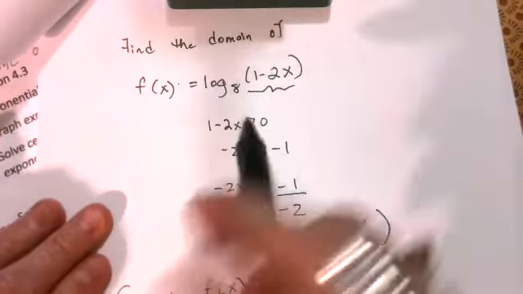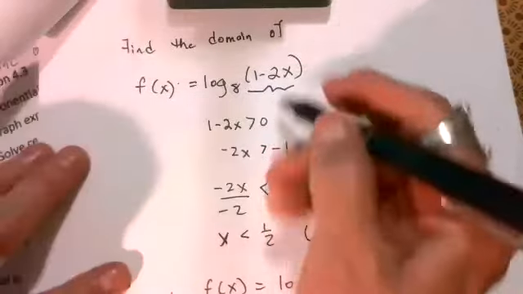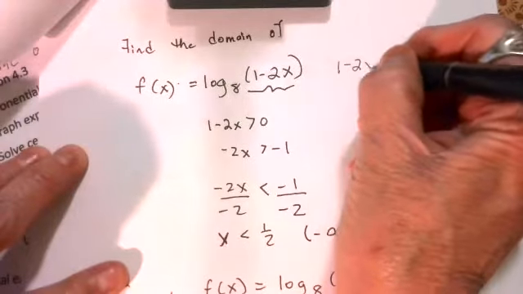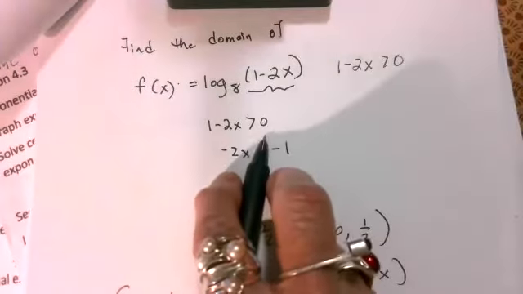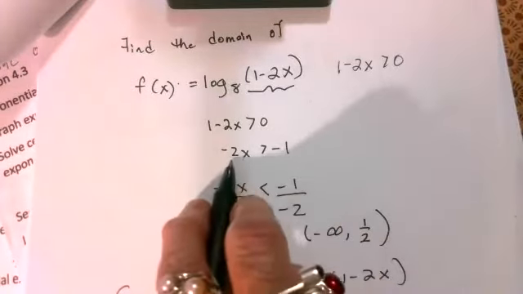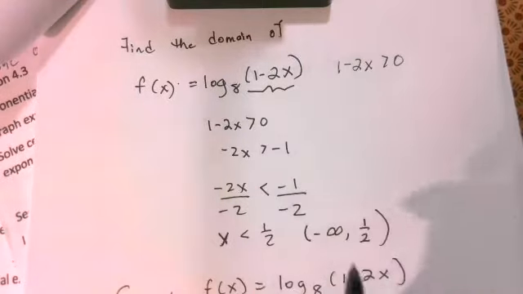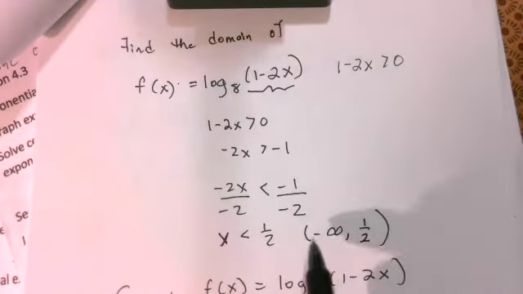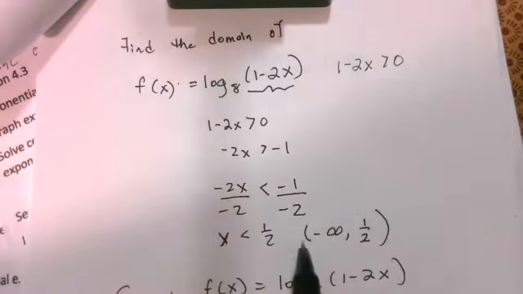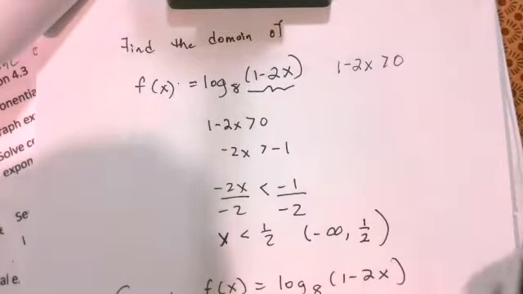So find the domain of this function. Well, with a log, whatever is inside, the argument, has to be greater than 0. So you just make it greater than 0 and solve that inequality. Here we're going to have to divide by -2, so remember, we reverse the inequality symbol right here. And then we get x has to be less than 1/2. So the domain is from -infinity to 1/2, and doesn't include 1/2.